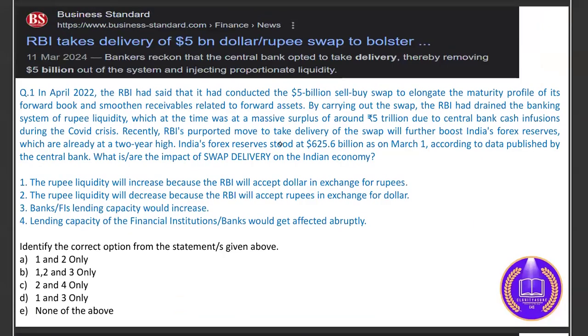So the first article that we are going to discuss today is about the RBI taking the delivery of the $5 billion rupee dollar swap. So what RBI has done recently, RBI took the delivery of $5 billion. So what is the delivery all about? Let's try to understand through the questions.